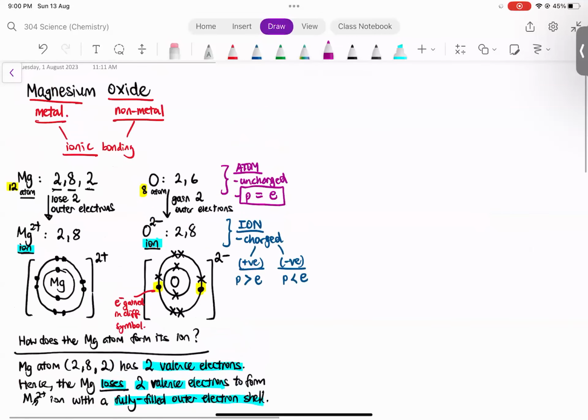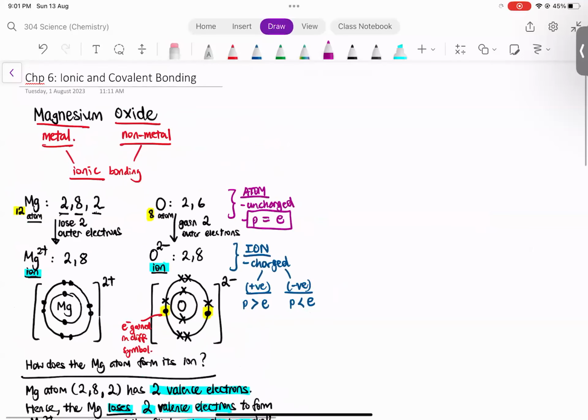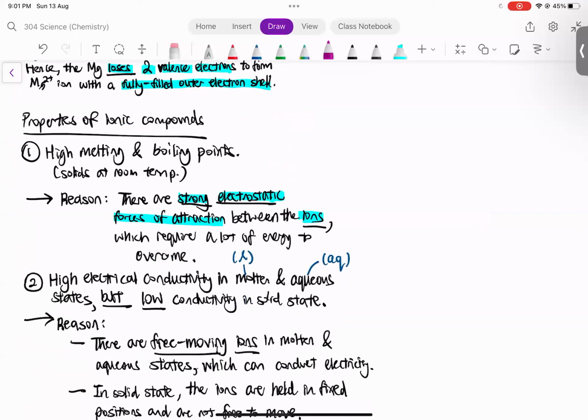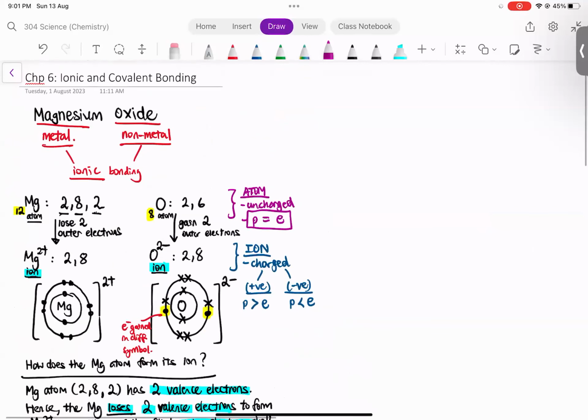Just to recap, ionic bonding is between a metal and non-metal. Ionic compounds are formed by loss and gain of valence electrons. Ionic compounds have some special physical properties. Namely, ionic compounds have a high melting point as well as a high electrical conductivity in the molten and aqueous states, but not in the solid state. Now we shall move on to covalent bonding, which we have done many times.